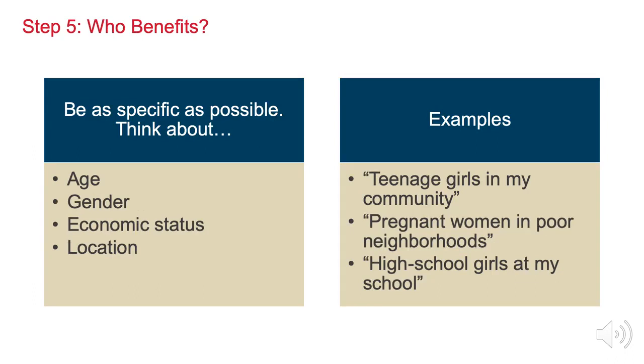Now that you've done your research, it's time to think a little bit more about who exactly is going to benefit from this. For example, teenage girls in my community, pregnant women in poor neighborhoods, high school girls at my school. You want to be pretty clear about their age, their gender, their economic status, where they live. And you also might want to think about other people that benefit. For example, if you're addressing teen depression, the teenagers' families are going to be beneficiaries as well.